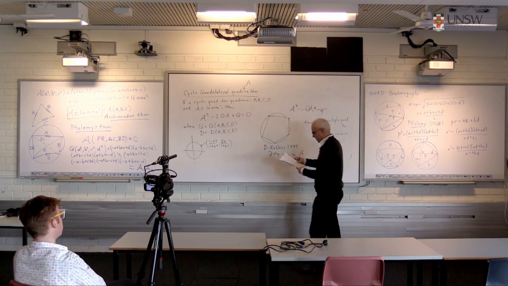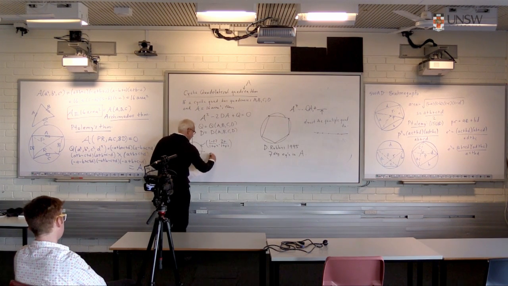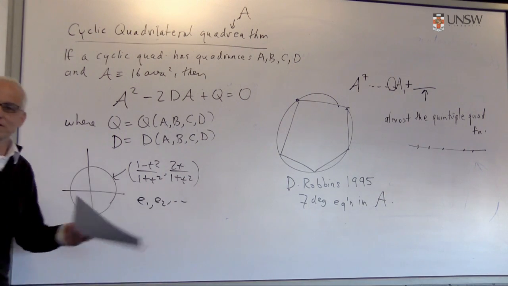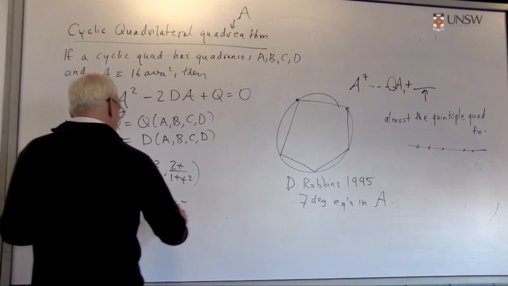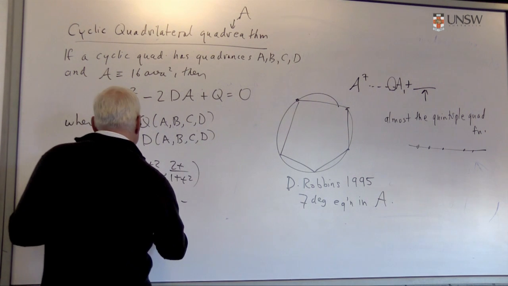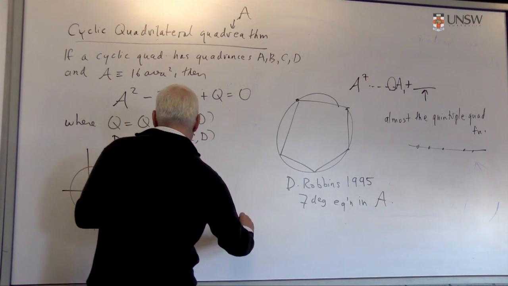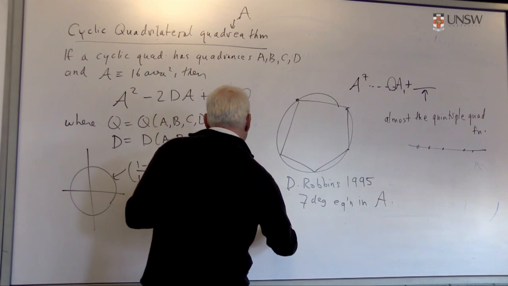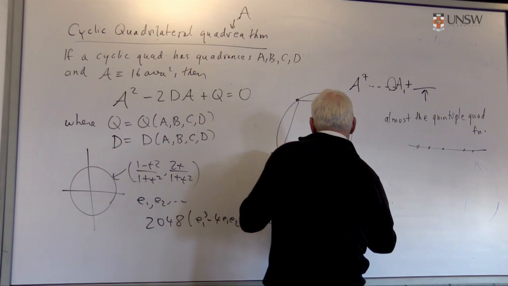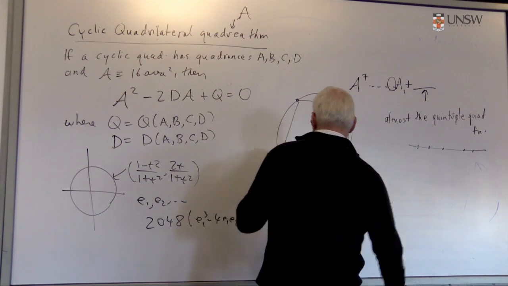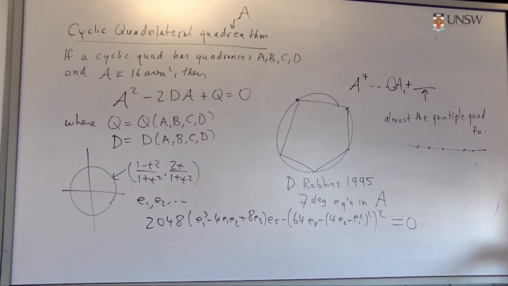Maybe I'll just finish by writing down what that formula is. So I'm going to not write it down in terms of A, B, C, and D, but rather in terms of the symmetric functions. So there are some elementary symmetric functions that you want to work with when you're doing bigger things. So here's this quintuple quad formula. It's 2048 times E1 cubed minus 4E1 E2 plus 8E3 E5 minus 64E4 minus 4E2 minus E1 squared, all squared. Okay, that's that relation there.